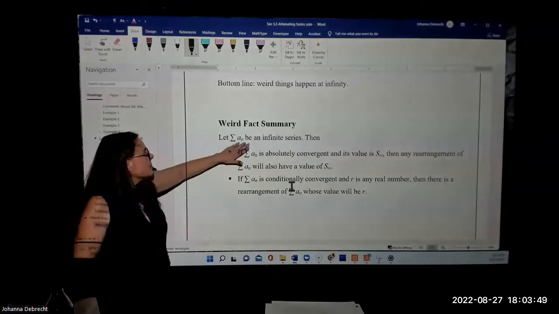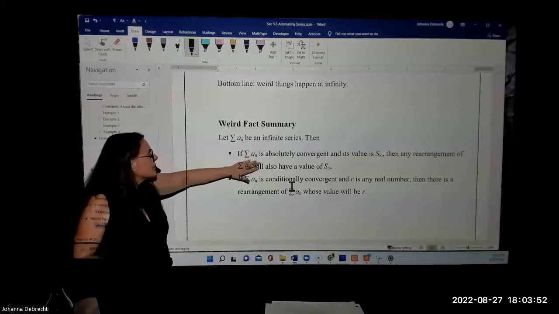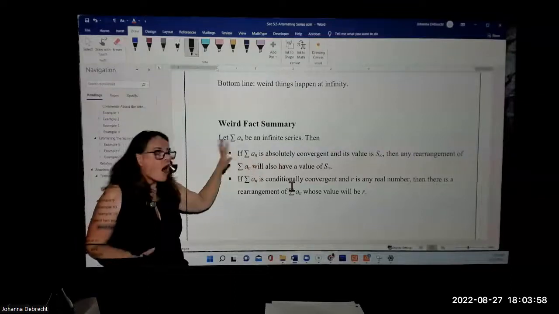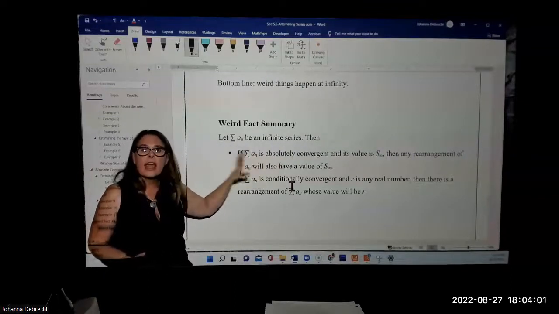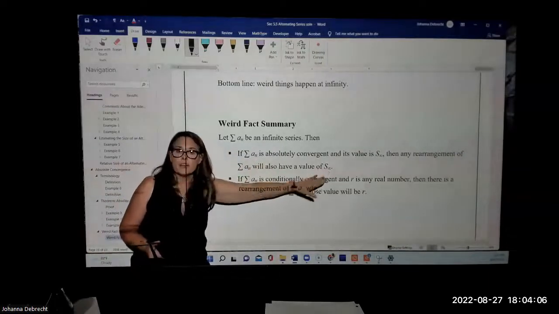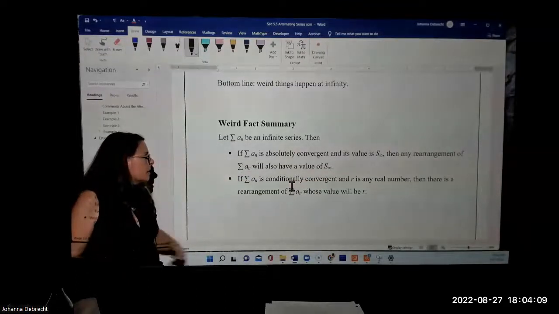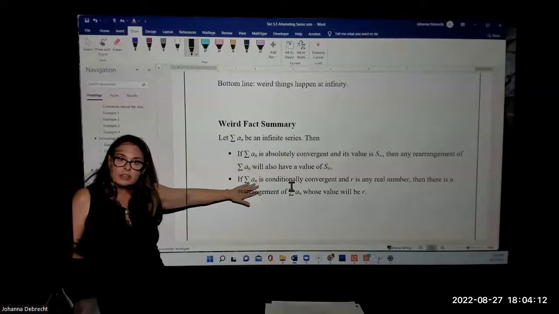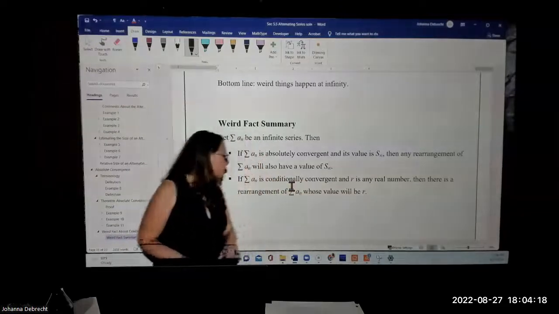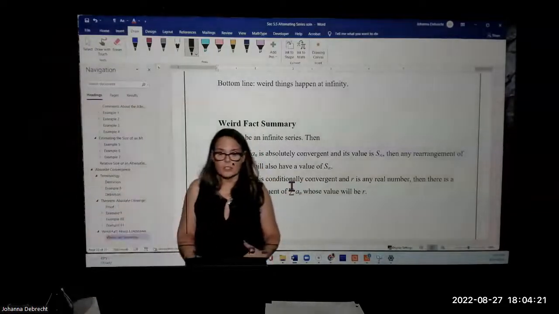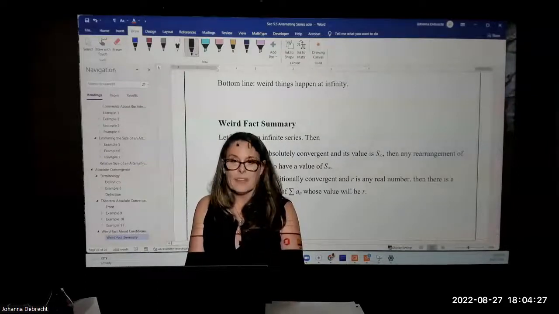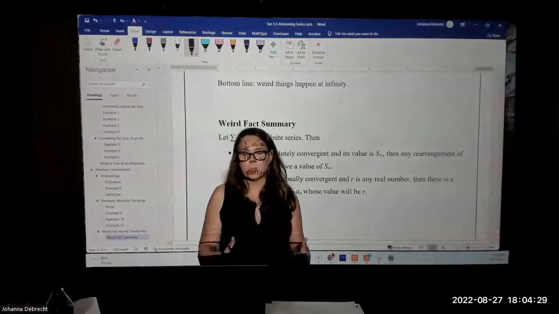So again, if we have a series and we know that it's absolutely convergent, then it doesn't matter how I rearrange the terms. All such series will converge and converge to the same value as the original. So I'll have a unique value for S sub infinity. If, however, it's only conditionally convergent, not absolutely, then I can either get it to converge to any real number, and I can even get it to diverge, right? So this is a weird fact about conditional convergence. I hope that this didn't just completely blow your mind.